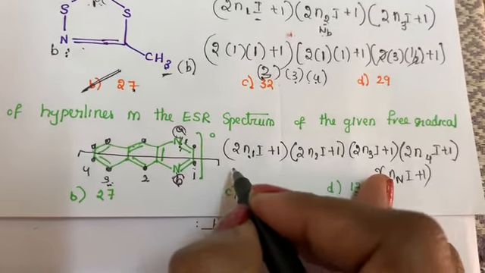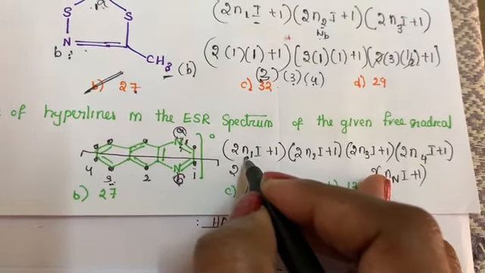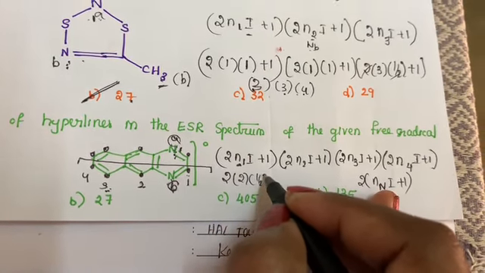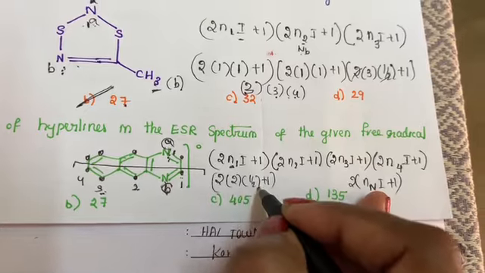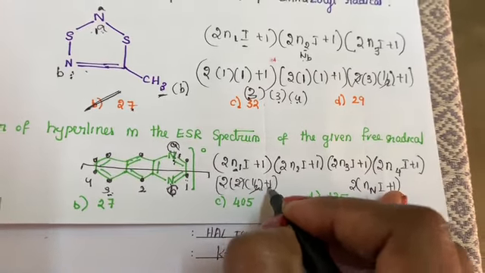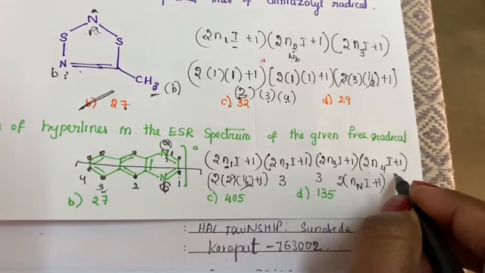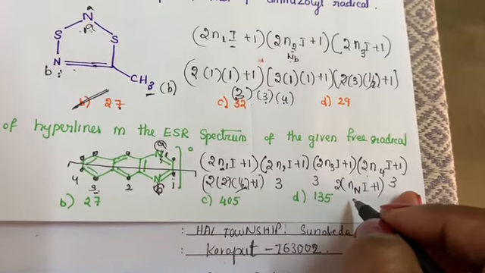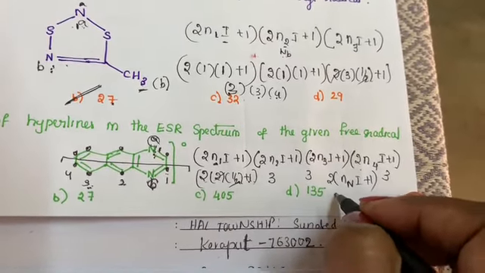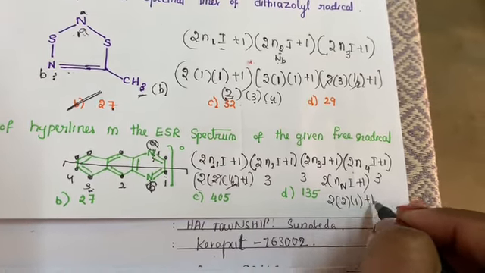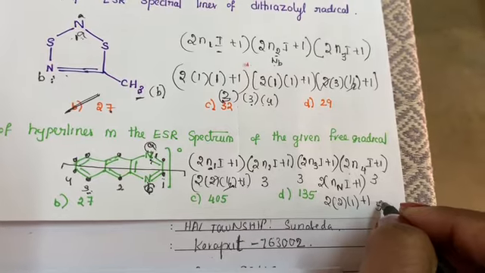So if you substitute all the values, how many N1 are there? 2. So 2 multiplied with 2, half, plus 1. So you will get the value of 3. Here also you will get the value of 3. Here also you will get the value of 3. Finally, here, where 2 nitrogens are present, I is 1, plus 1. So you will get the value of 5.